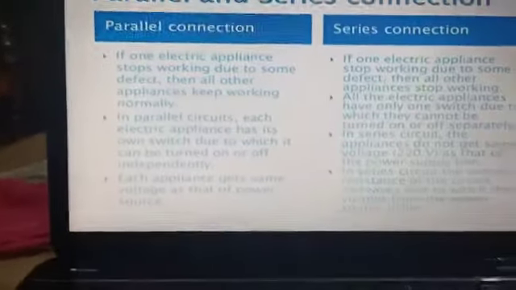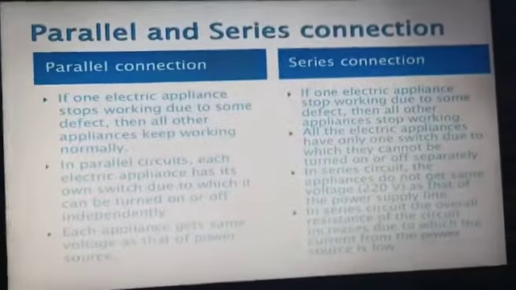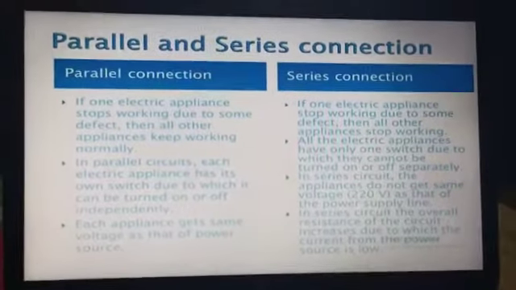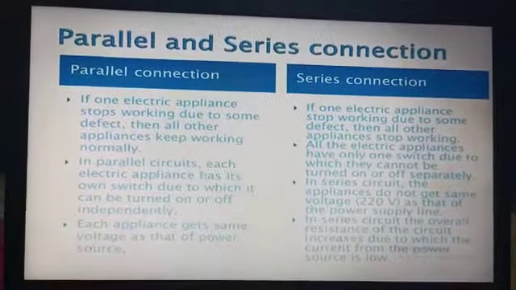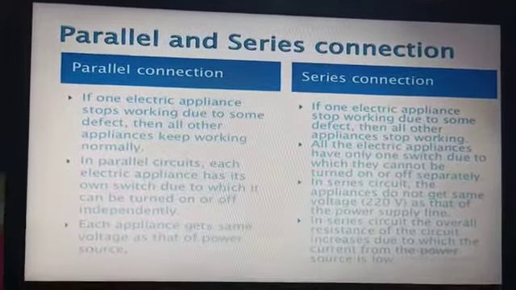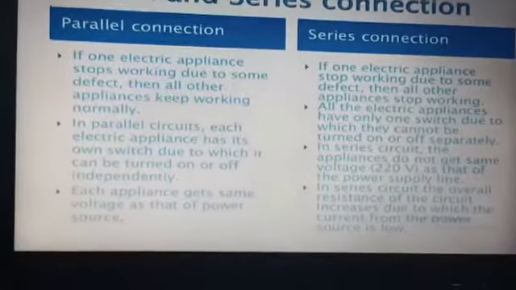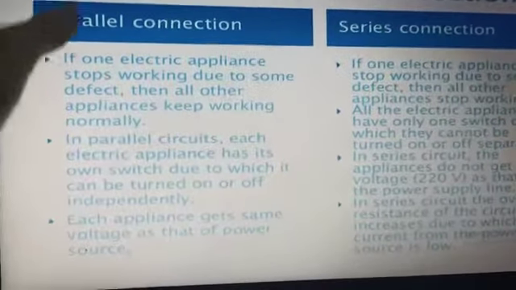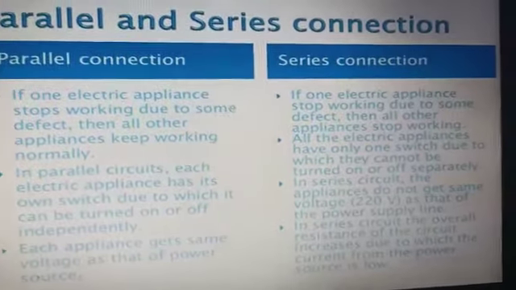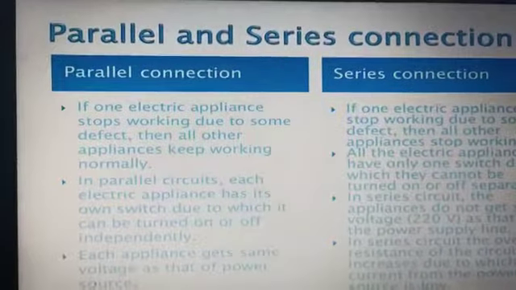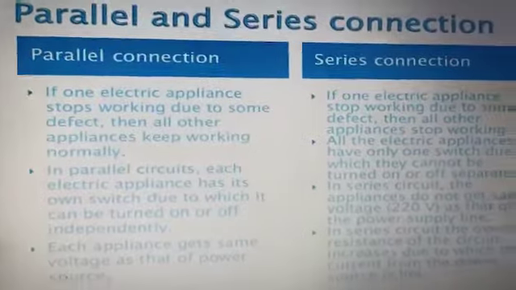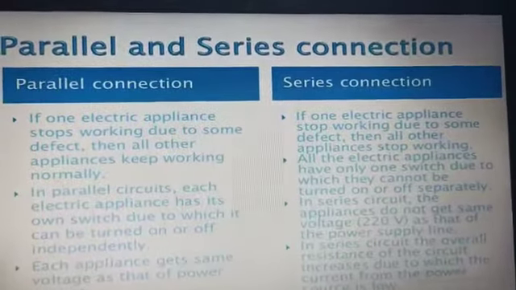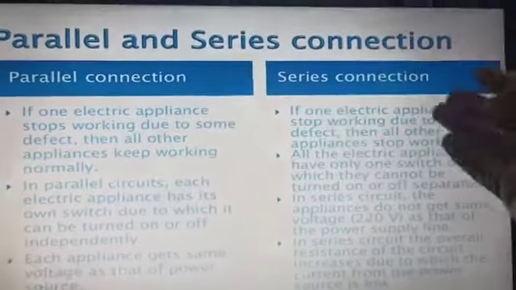So by looking at these two, you can easily make out that parallel connection is a much more preferred connection in our household circuits. When we are doing connections at home, all our house connections are through parallel connections. During weddings, during any celebration, when we put those serial lights outside our house, the name serial lights comes from the word series connection.